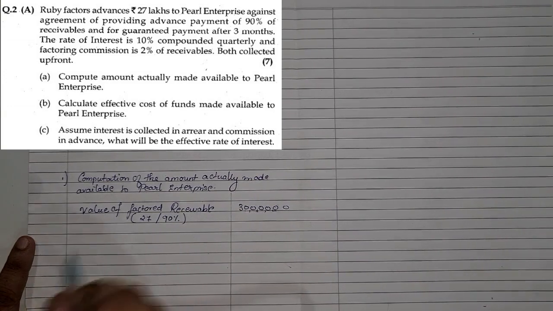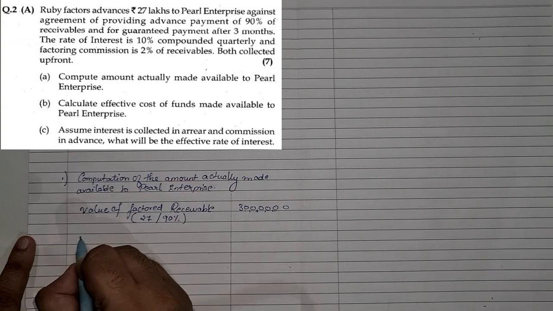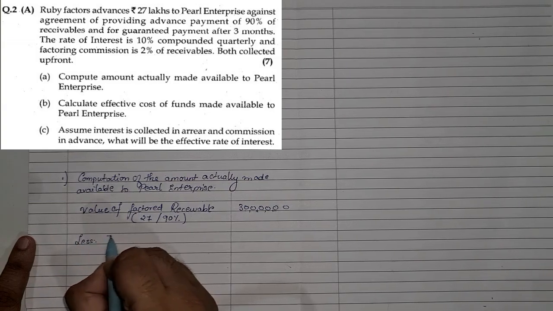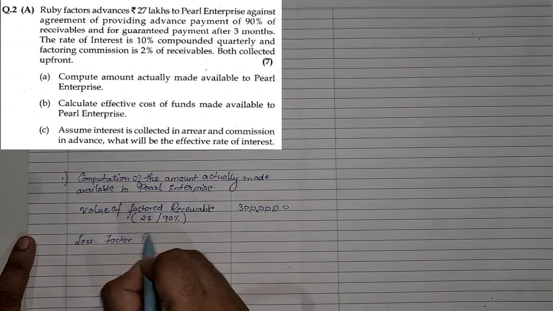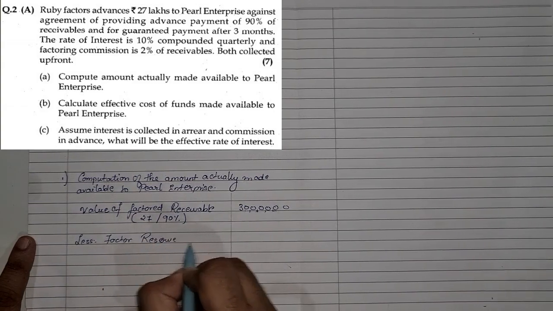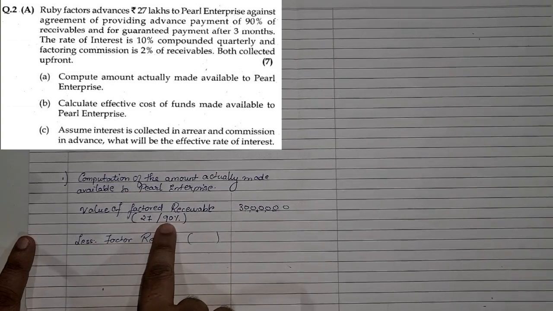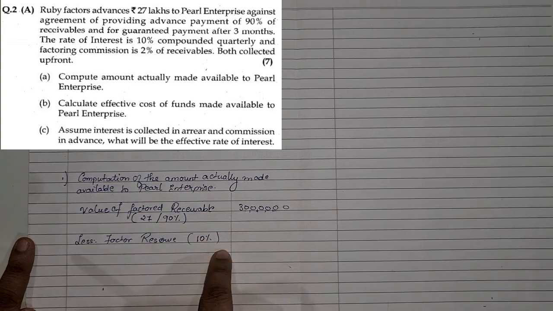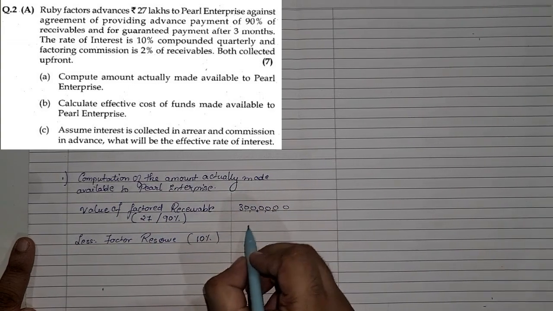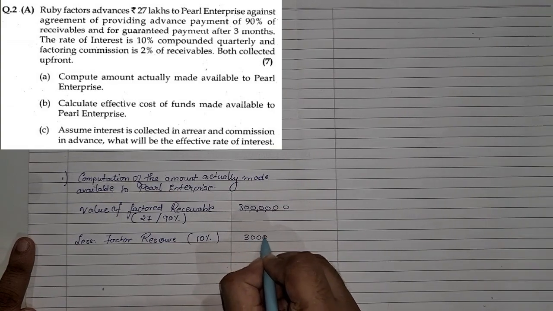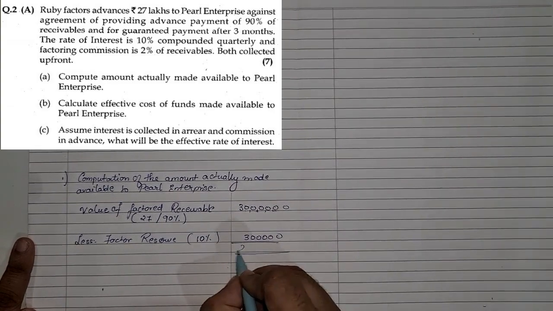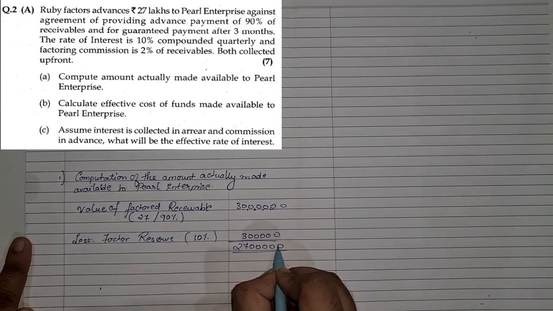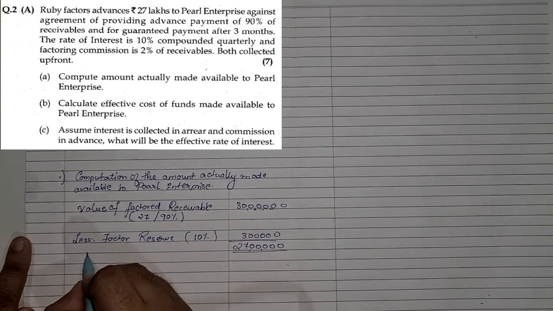Now, after getting the value, the next thing is always less factor reserve. Factor reserve means whatever percentage is given, when you subtract it from 100%, that becomes your factor reserve. So if 90% is receivable, 10% will be factor reserve. If this were 80, it would have become 20. 10% of the receivable value: 10% of 30 lakhs is 3 lakhs. We subtract it and get 27 lakhs.